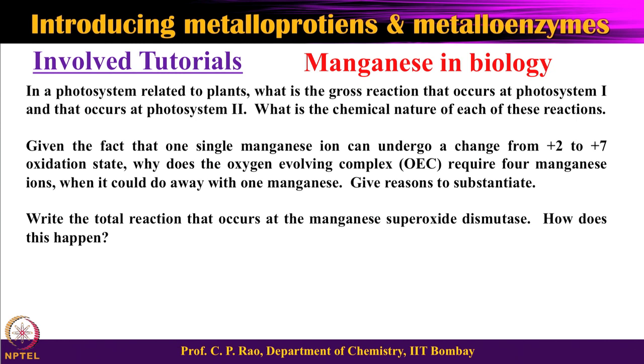What is the total reaction that occurs with the manganese superoxide dismutase? For any superoxide dismutase, it is basically the O2 minus. It will give 2 of this, which will give 1 O2 and 1 H2O2. So, in some enzymes, first there will be a reduction, then in the second step an oxidation. In some enzymes, first there is an oxidation, next there is a reduction. This is how it happens.